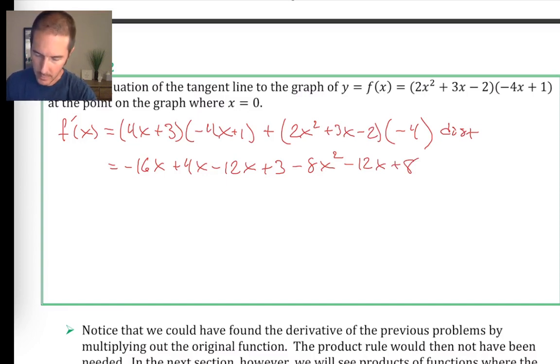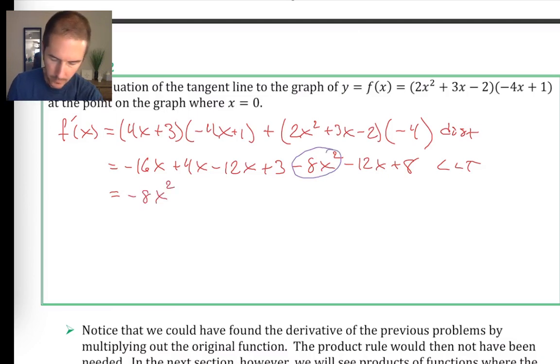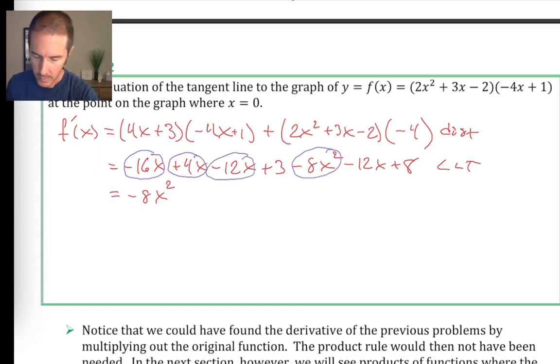I'm happy with that. Okay, then let's combine like terms. Let's look at our x squared terms first. I've only got one of them. It's a negative 8x squared. Then let's look at our x to the first terms. I've got negative 16x, and then I'm going to add 4, which makes negative 12x, and then I'm going to take away 12x, which makes negative 24x, and then another 12x away from that, which makes negative 36x. And then our constant values, we've got a positive 3 and a positive 8, which makes for plus 11.